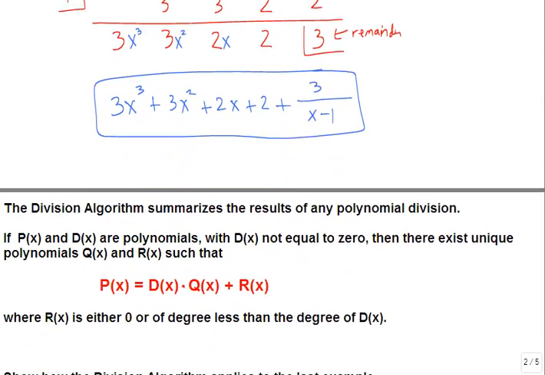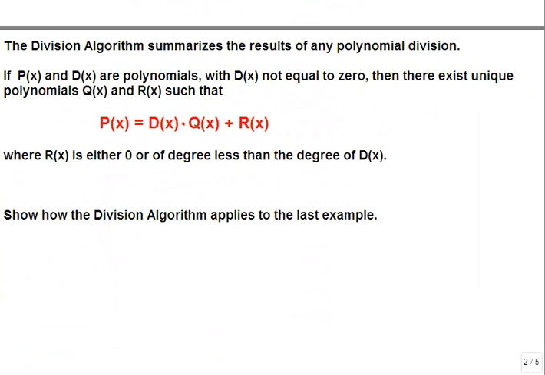Okay, so we've reviewed long division and synthetic division. Now we're going to get a little bit more formal, and we're going to talk about some terminology as well. We're going to talk about the division algorithm, and we're going to summarize the results of any polynomial division.